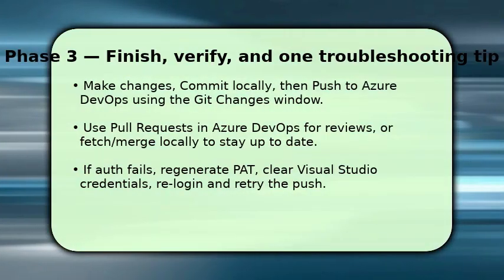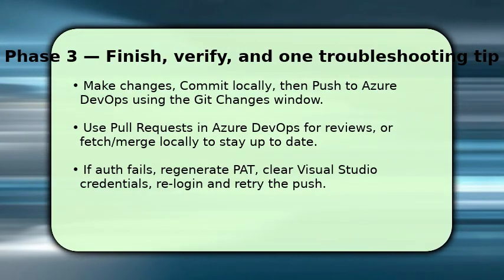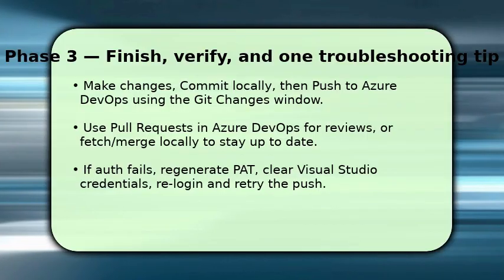Finish by committing and pushing changes. Use the Git Changes window to stage and commit, then push to send commits to Azure DevOps. For collaboration, create a pull request in Azure DevOps for reviews, alternatively fetch and merge locally to integrate updates.